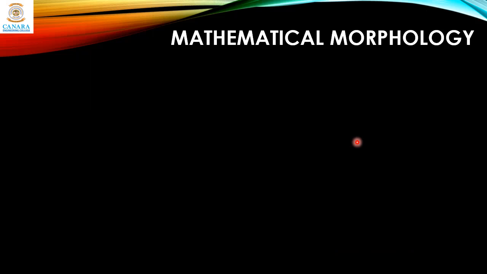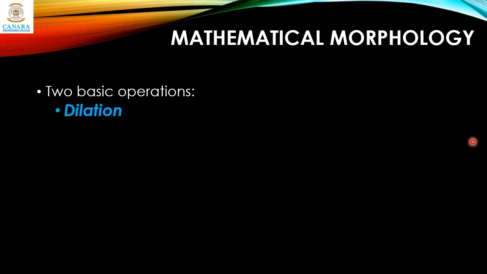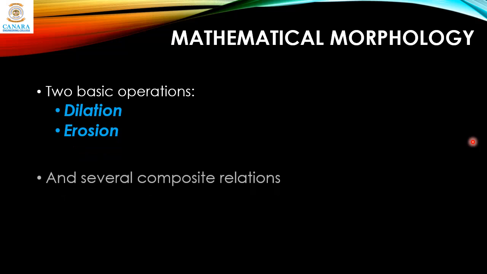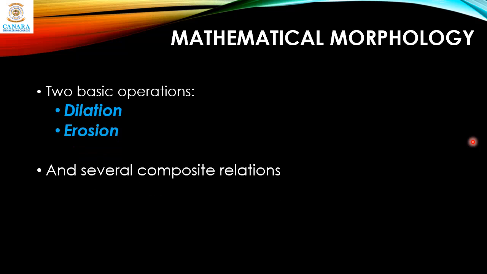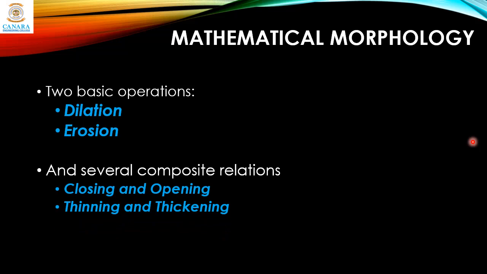Now let us have a brief introduction to mathematical morphology. We'll discuss all these things in depth in the next lecture. So here is just a preview. There are two basic operations that we do in morphological operations: dilation and erosion, and several composite operations between these two, like closing and opening, and thinning and thickening. All these operations basically depend on dilation and erosion.